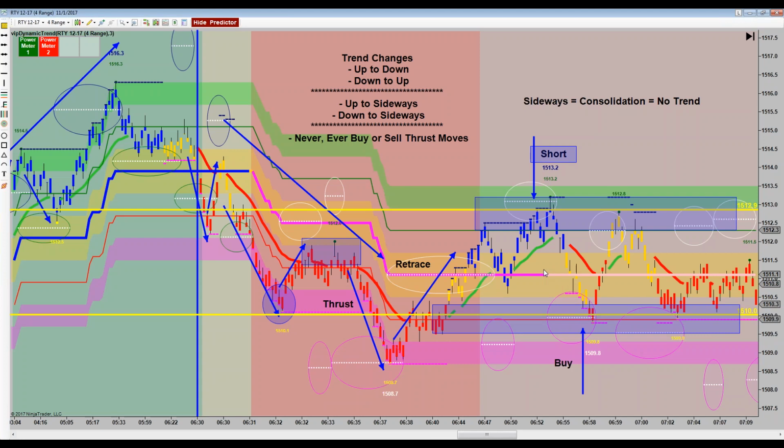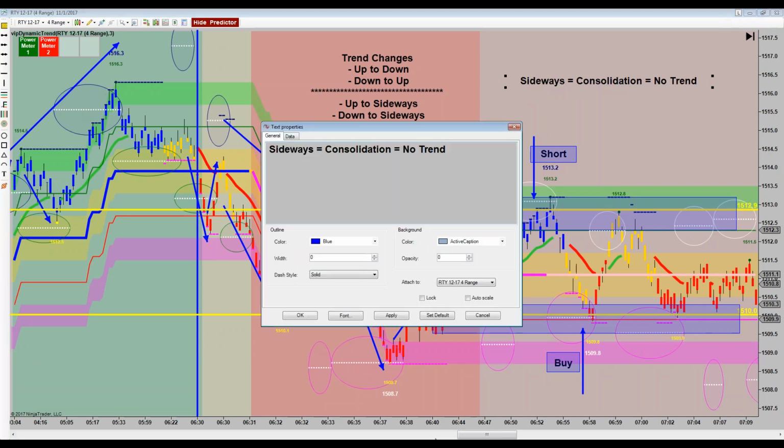Now, here's the thing. When you trade ranges, it's different than a trend in the fact that you don't necessarily have this notion of thrust and pullback. That's no longer present because thrust and pullback applies to a trend. So we can't necessarily say in here what is the thrust and what is the retracement. There is no thrust and retracement because there is no trend.